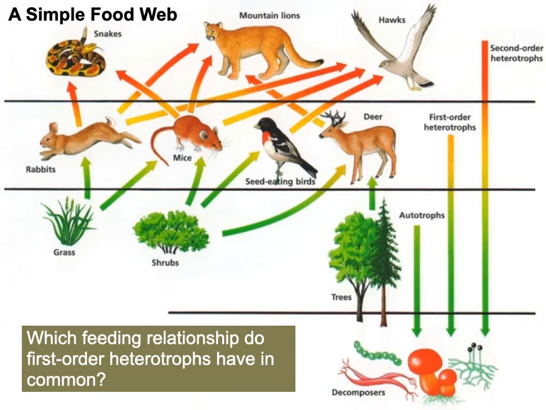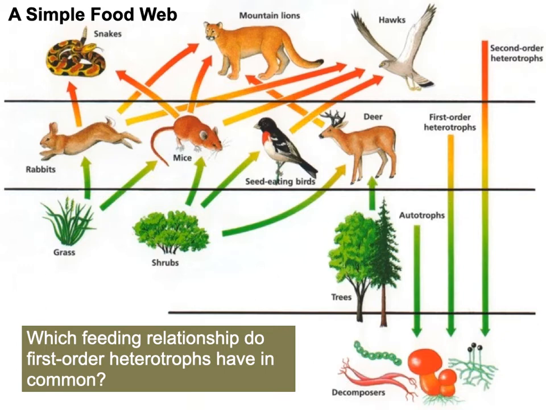Let's look at the first order heterotrophs. They're labeled here, up above the second line. First order heterotrophs, that's the rabbit, the mouse, the birds, the deer. What relationship do they have in common? What's another way to describe a first order heterotroph? A primary heterotroph. They are all consumers. Excellent.